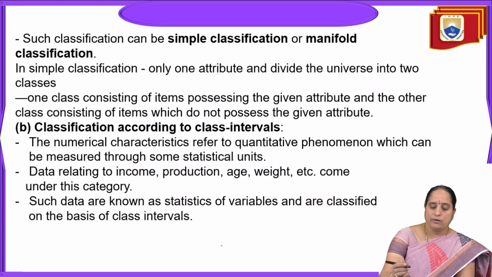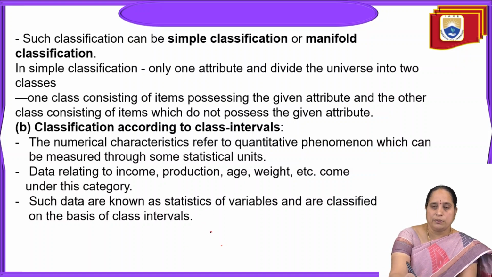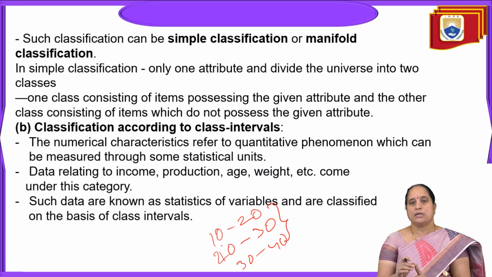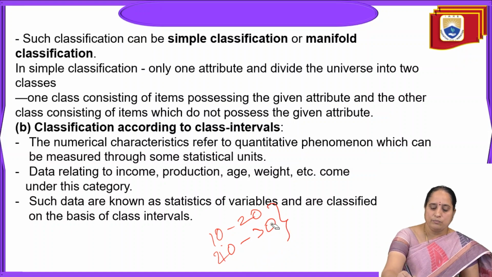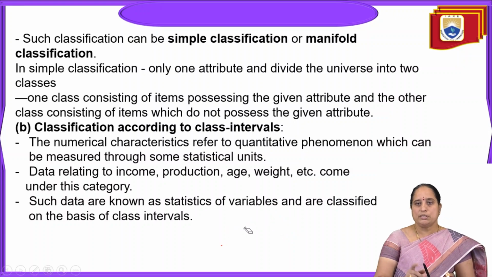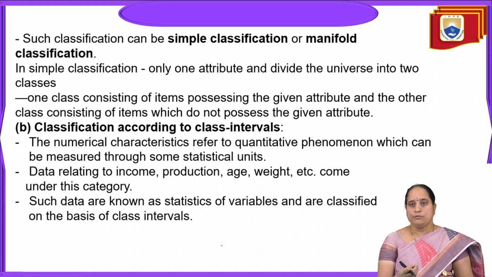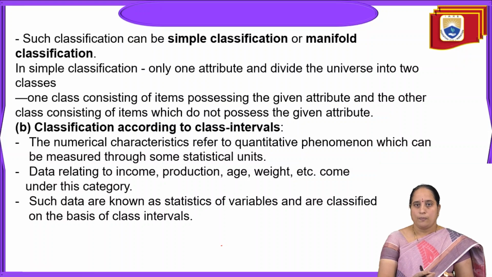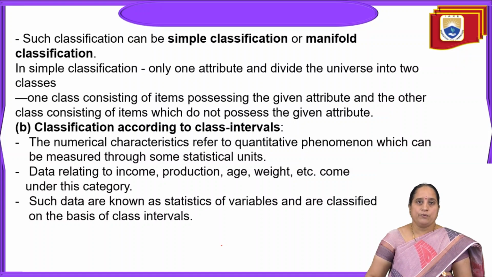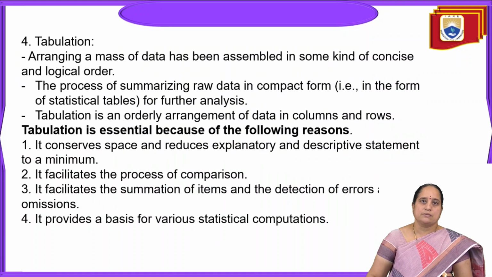For example, you are talking about students' performance, taking marks in a particular subject. We give some class intervals: 10 to 20, 20 to 30, 30 to 40, like that. That's how we categorize or classify the student marks by taking different class intervals. Based on that, we are able to identify how many students fall under the category from 10 to 20, 20 to 30, like that. We can easily classify the data by using class intervals.